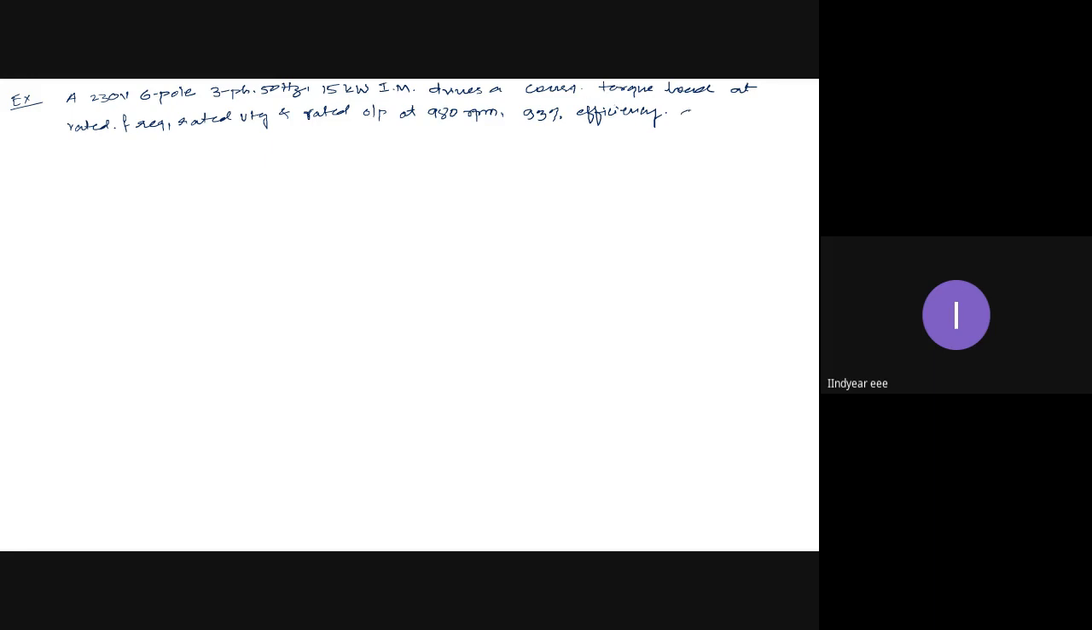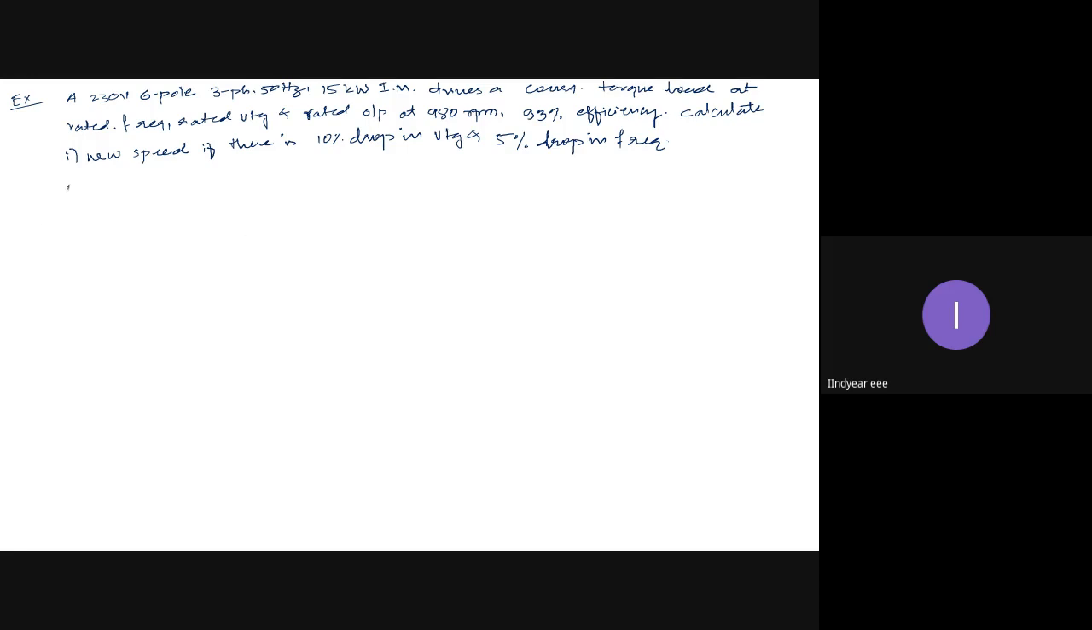Calculate, first point, the new speed, if there is a 10% drop in voltage and 5% drop in frequency.